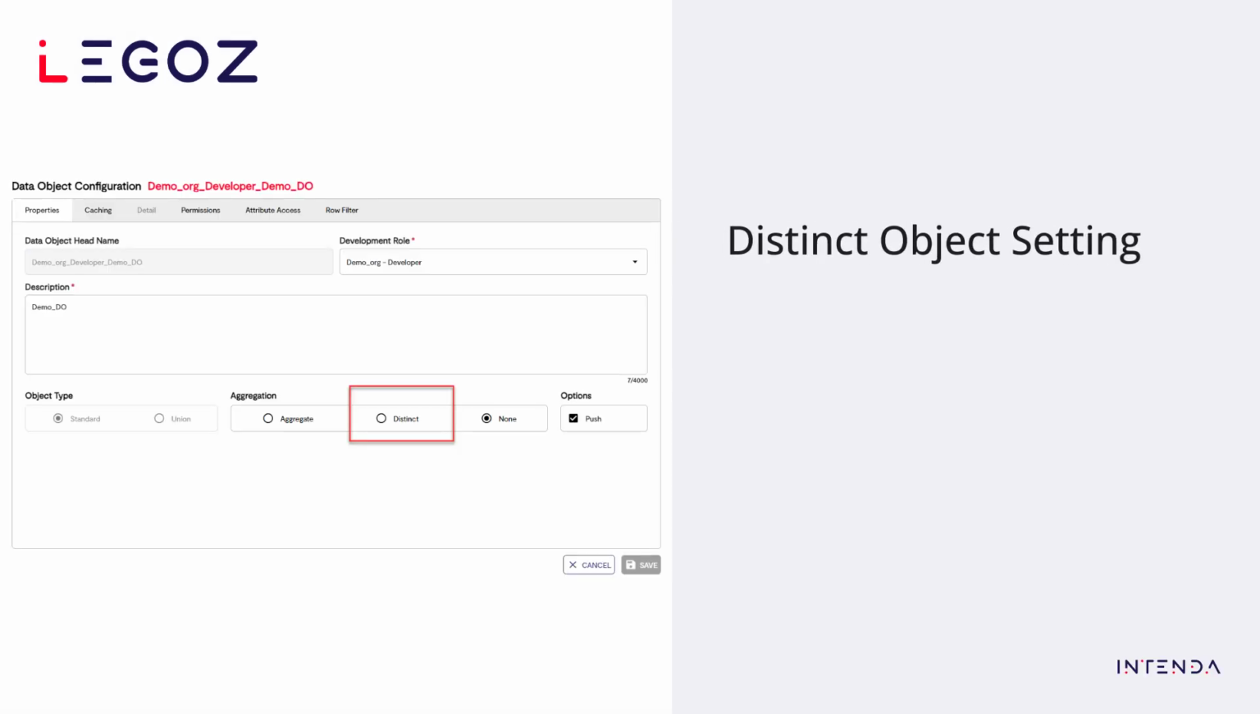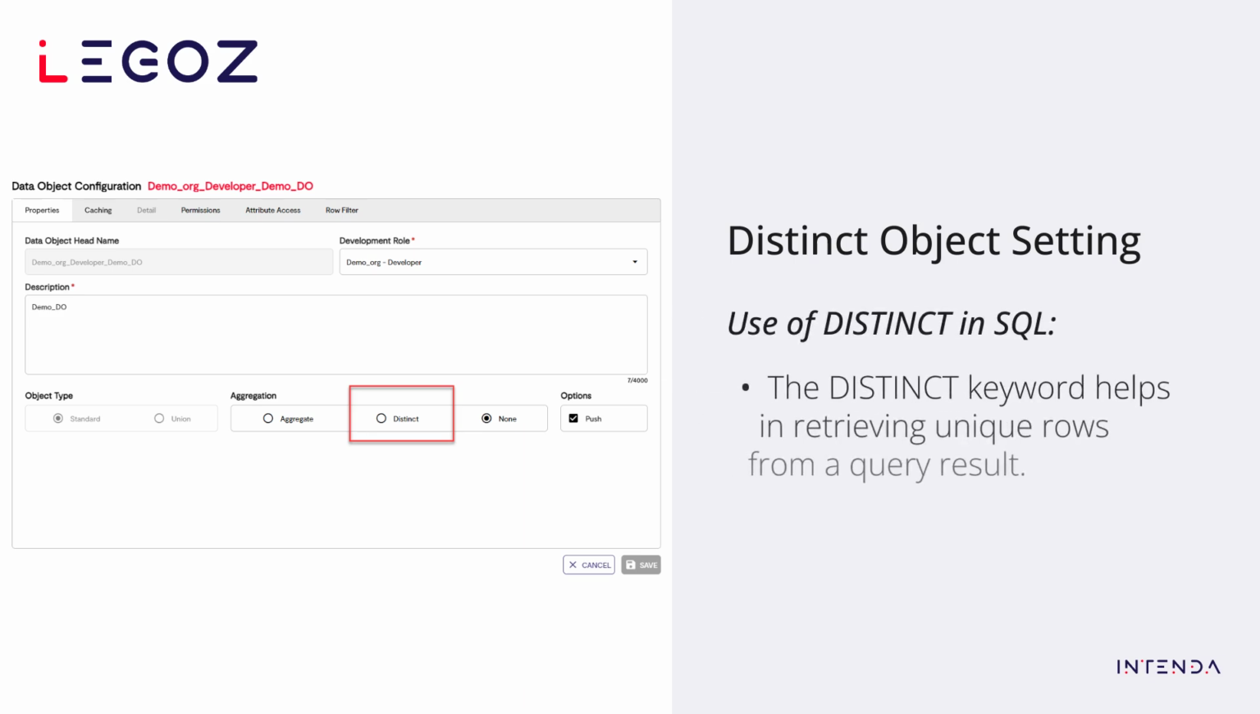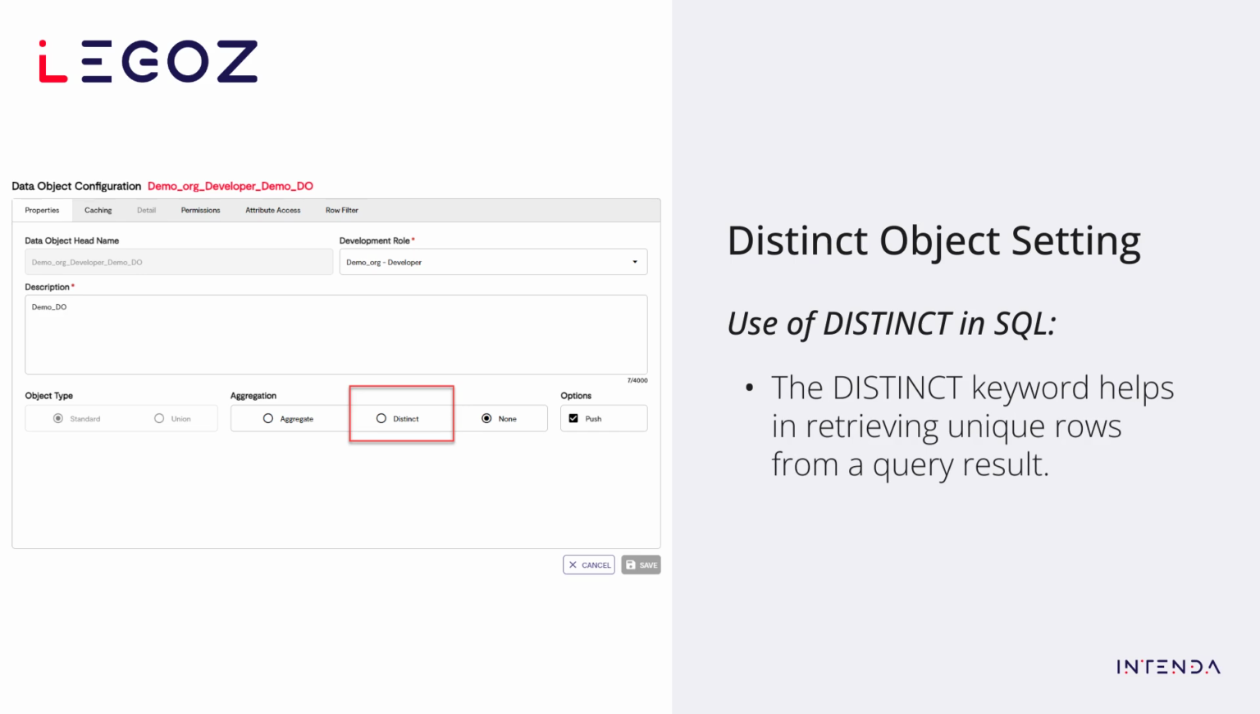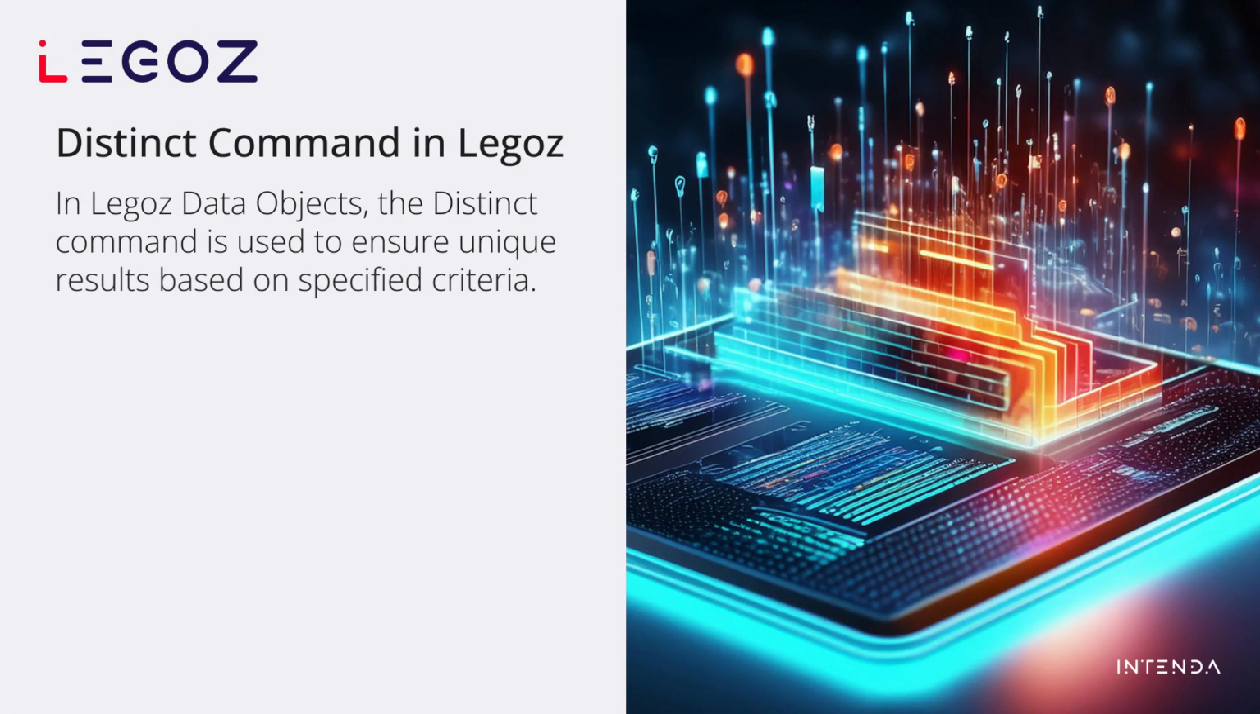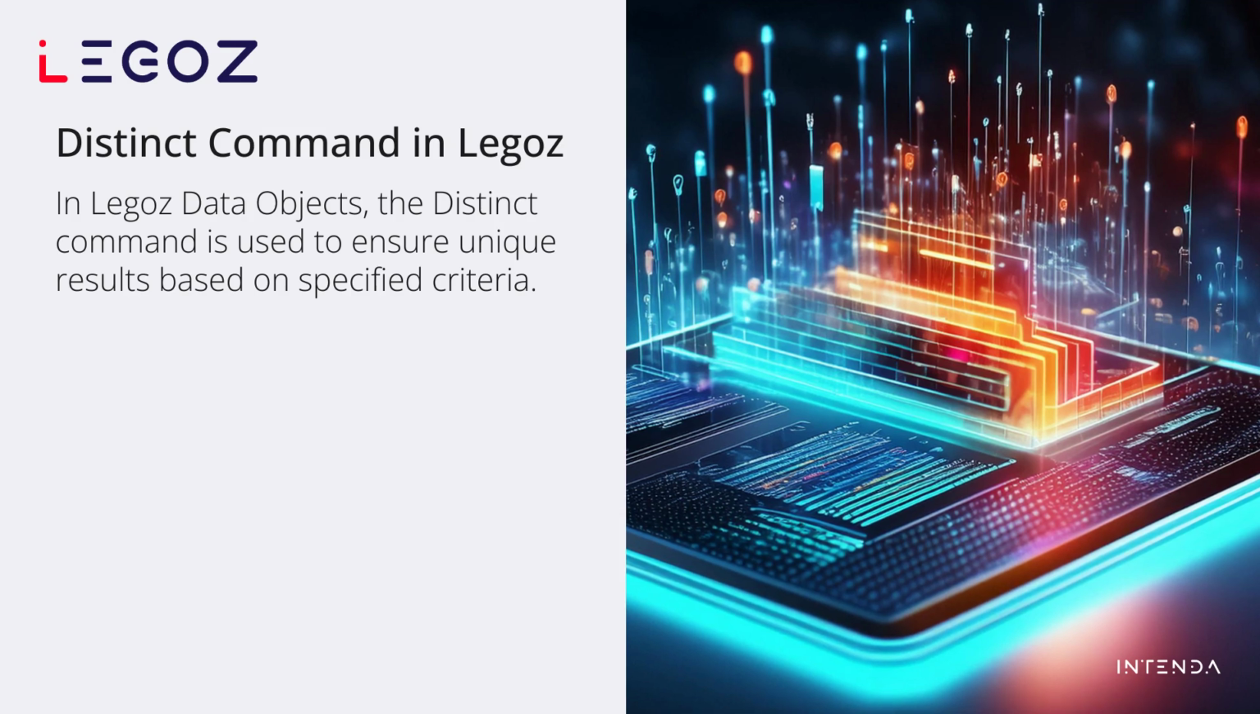Now, let's talk about the distinct object setting in SQL, and how it applies to Legos. The distinct keyword in SQL is used to remove duplicate rows from a result set, thus ensuring only unique values are returned. In Legos Data Objects, the distinct command works similarly, returning only unique values based on specified criteria.